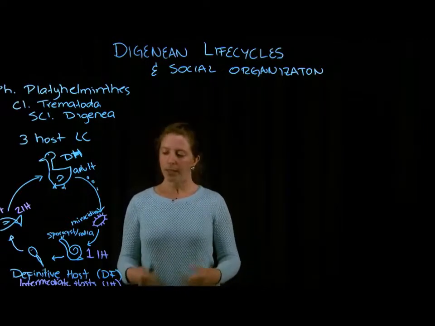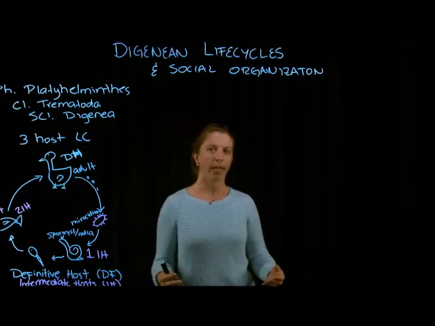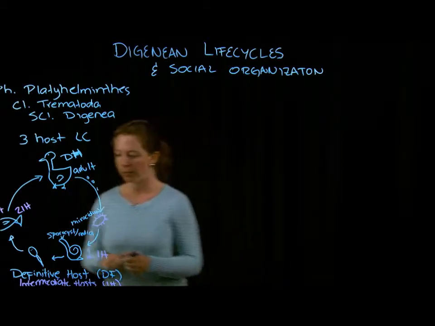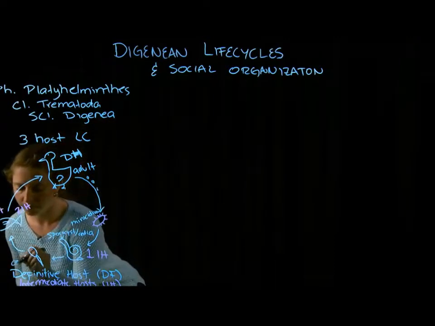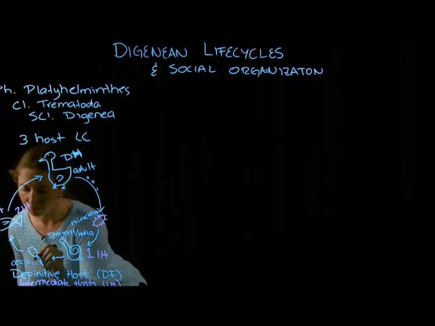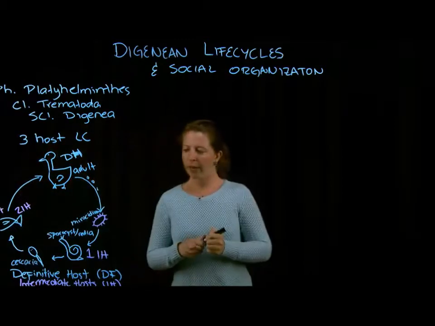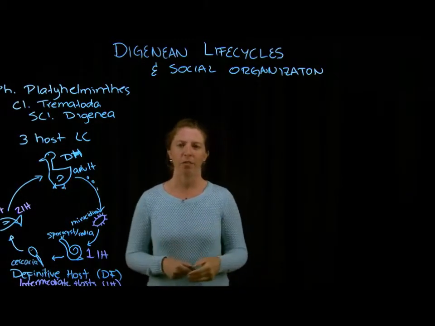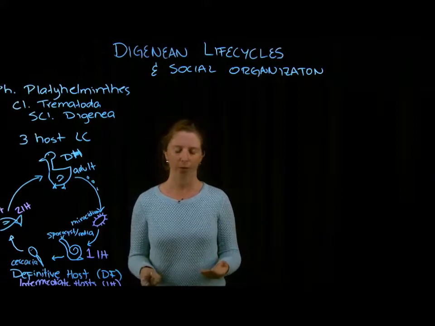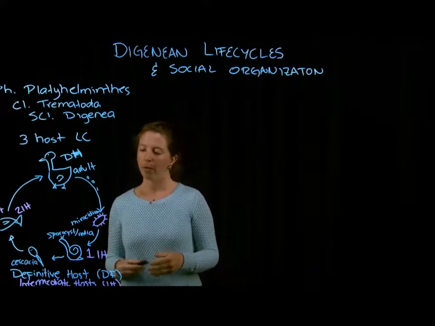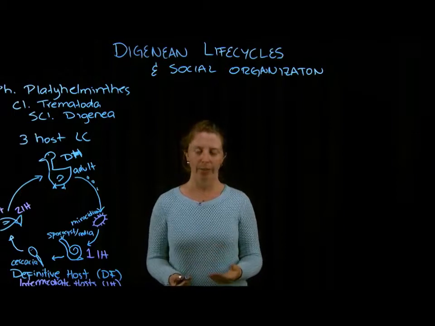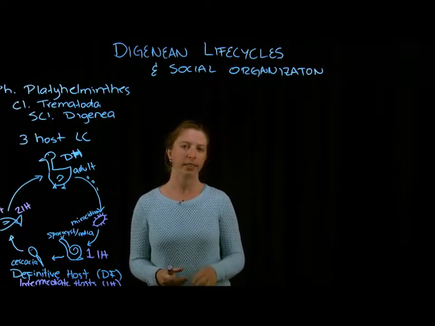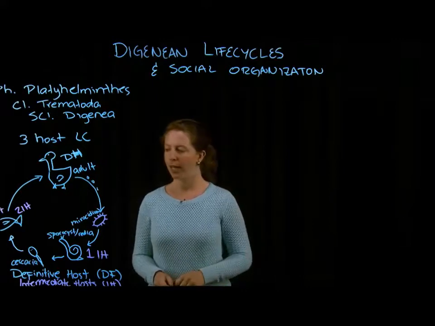So sporocysts and rediae produce more sporocysts and rediae, and then at some point they switch to production of the next stage in the life cycle, the cercaria. The cercaria will then swim out of the snail. It's got a lifespan of maybe 12 to 24 hours, and it'll be swimming around trying to find the second intermediate host. Once it finds the second intermediate host, it'll encyst on or in that host.